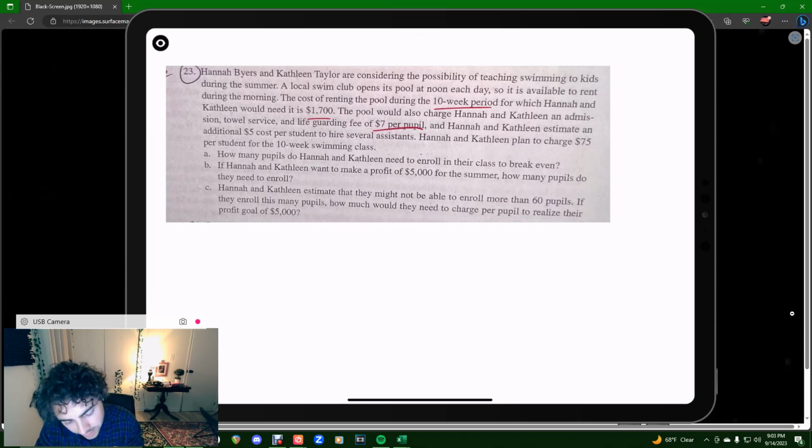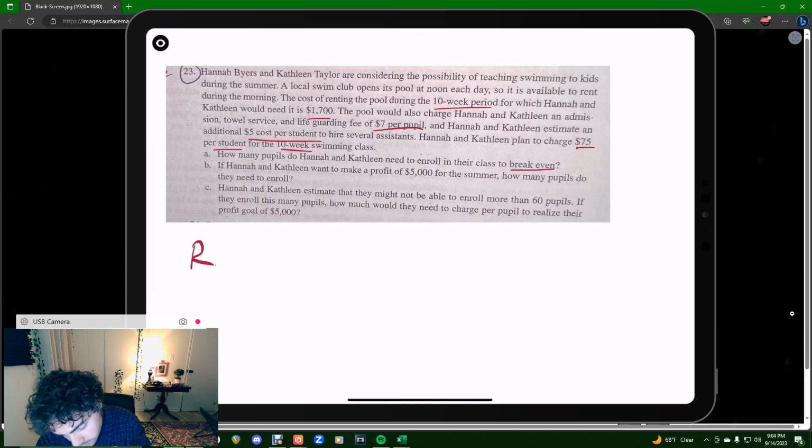They estimate an additional $5 per student or per pupil. I don't know why they don't stay consistent, but pupil, student, same thing. That's for hiring several assistants. They plan to charge $75 per student for the 10-week class. They ask how many pupils they need to enroll to break even.